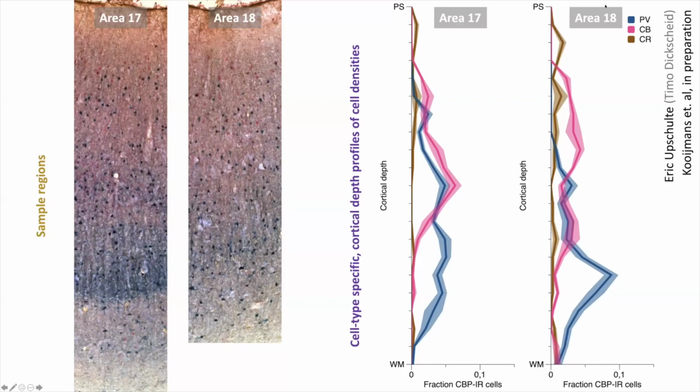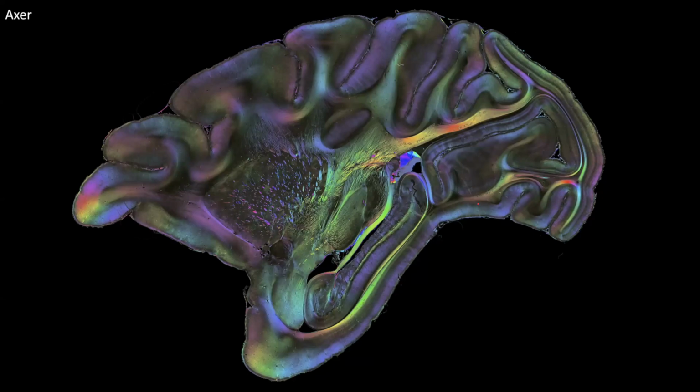So building on this, I have also been working together with Eric Opschulte from Timo Dickscheid's group in Jülich, and we have been implementing machine learning in order to generate a kind of quantification that is similar to the gray level index, but it is cell type specific. We can talk about that later. You can contact me. So to further develop this, I'm also working together with Markus Axer.